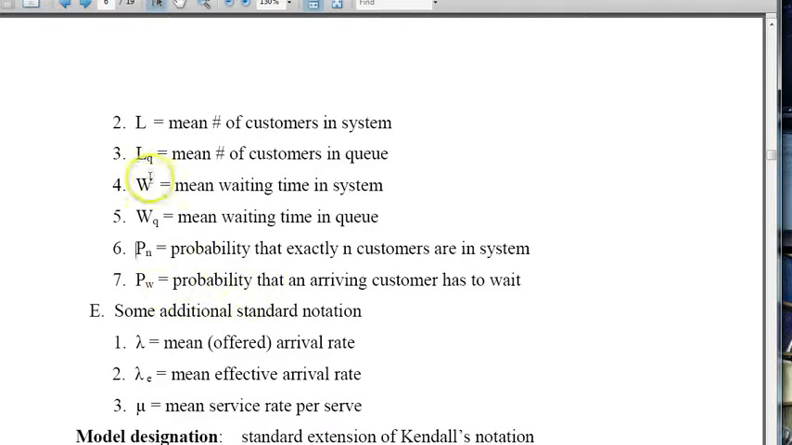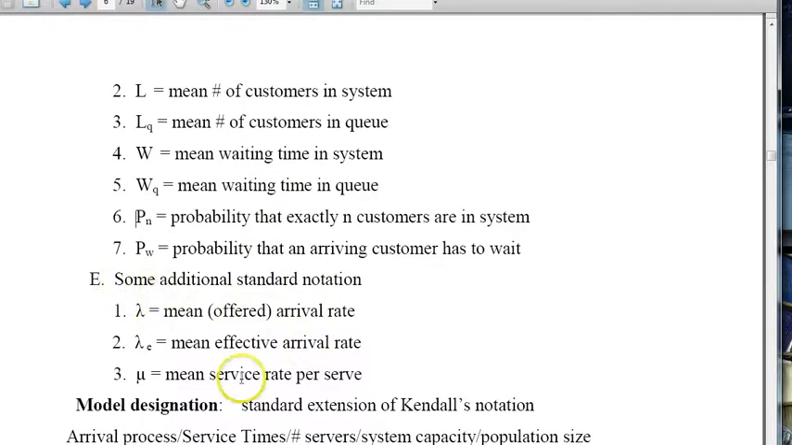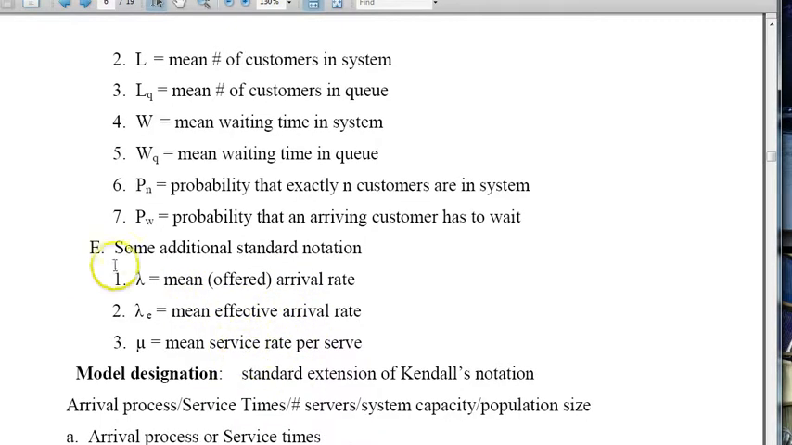Okay, so we need to compute all of these performance measures for specific queuing models, but to do so we need input parameters. These are called input parameters. Some call them standard notation, lambda. So this is lambda, another Greek letter. It's called the mean arrival rate, sometimes called the offered arrival rate.